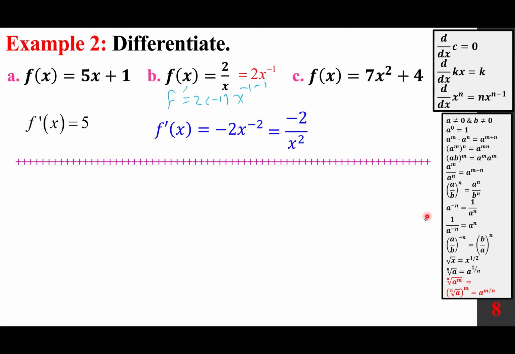Again, using negative exponential rules, meaning if it's up, bring it down, make it positive. If it's down, bring it up, make it negative, and otherwise if you have to. So important to remember all of this. This one is 7 times 2, 14x. So very straightforward, everybody.